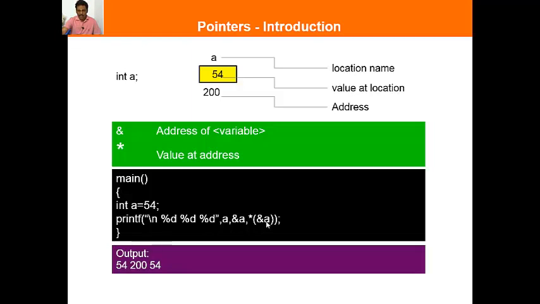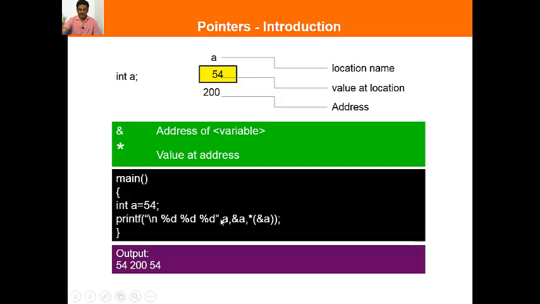So star of &a. What is &a? Address of a, which is 200. If we put star before the address, it gets the value. So what is the value at address 200? The value is 54. It displays 54. What is the difference between this first a and the last star of &a? This gets the value through the location name.